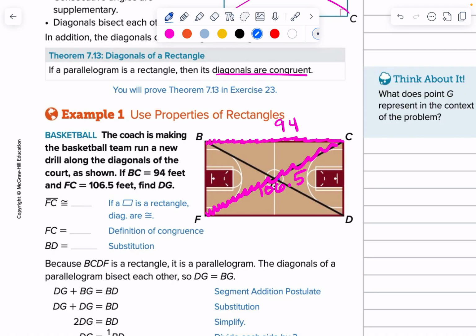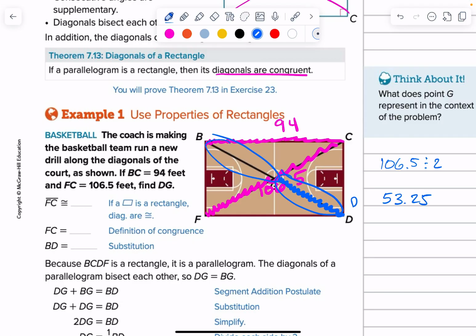Oh, okay, DG is this little guy. I kind of ran him over. DG is that one. Okay, well, I know that if this is 106.5, then this is also 106.5. But I know that since he's a parallelogram, this guy is cut in half, right? So this length will be the same as this one, right? So I'm just going to take that 106.5 and divide it by 2, and that is 53.25 or something like that. Yeah, 53.25 is what he will be, and that is the length of DG. There you go.